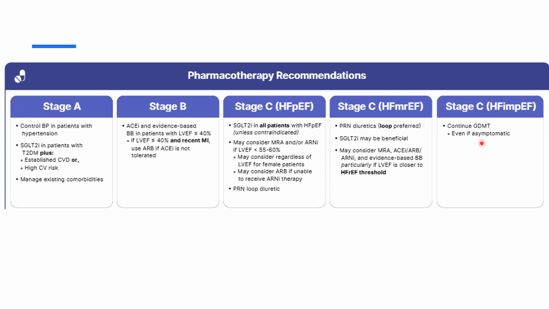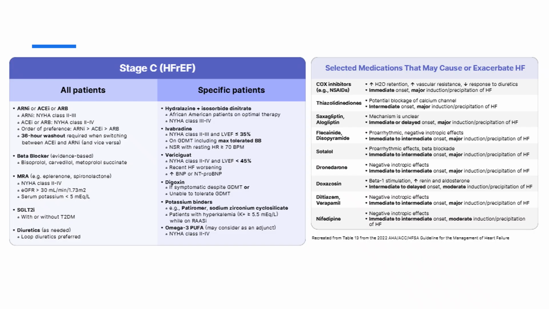Then stage C, that is heart failure with improved ejection fraction. So you continue the medical therapy that was already started earlier. Even if the patient is asymptomatic, you do not hold off the medication. Then we go to stage C, heart failure with reduced ejection fraction. So in all patients, you use ARNI or ACE inhibitor or ARBs. ARNI used in NYHA class 2 to 3, ACE inhibitor or ARBs in NYHA class 2 to 4. And the order of preference is ARNI is better than ACE inhibitor, which is better than angiotensin receptor blocker.